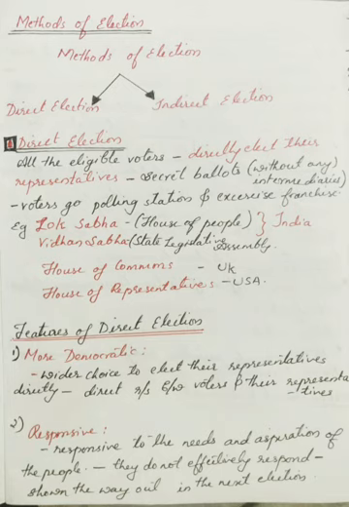Number 2. Responsive. Since there is direct relationship between voters and representative, as we have just discussed in the more democratic point, they are responsive to the needs and aspiration of the people. If these representatives do not effectively respond to the needs of the people, they are shown the way out in the next election. So in the next election, the voters will be against this representative.